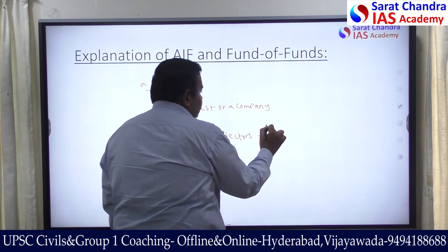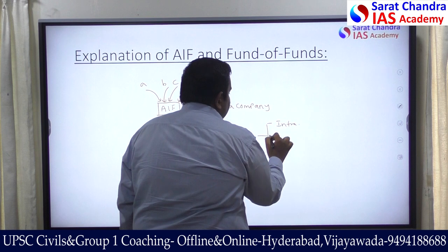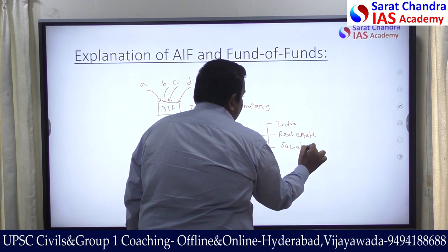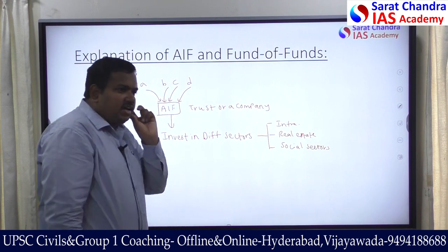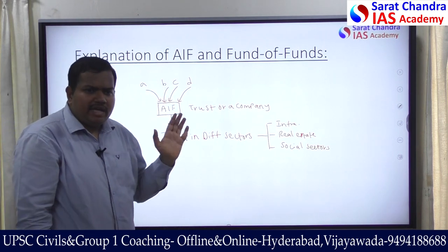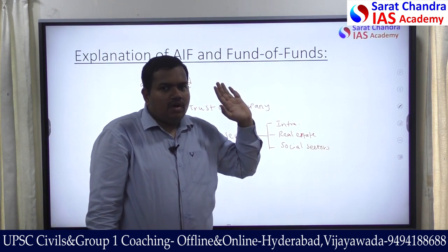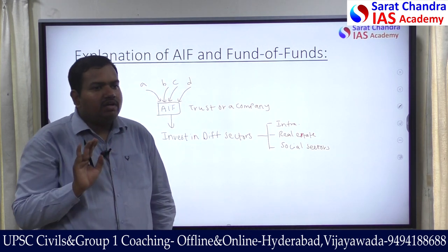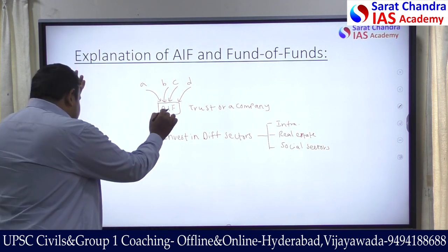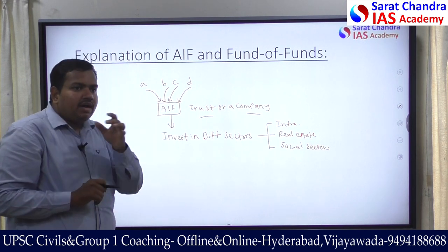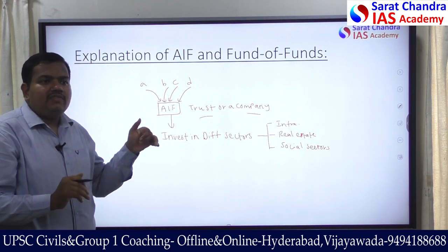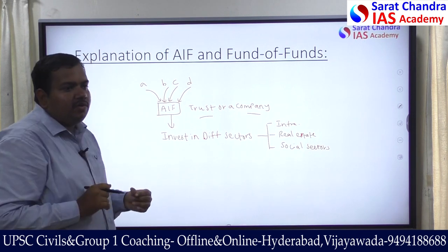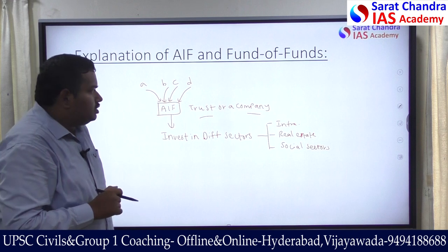And the different sectors can be infrastructure, real estate, social sector, roads, railways, etc. Anything. So what is the alternative investment fund? Normal investment, how it will happen? Directly buying the shares or directly doing the investment, directly investing in a project or buying the shares of a company. But here what we are doing? Not directly doing it. We are going to pool funds through a trust or a company. And this trust or a company is going to use the fund they have pooled for investing in different sectors. Instead of an individual doing, a company will be doing that in the form of an alternative investment fund. Okay. So this is a AIF.